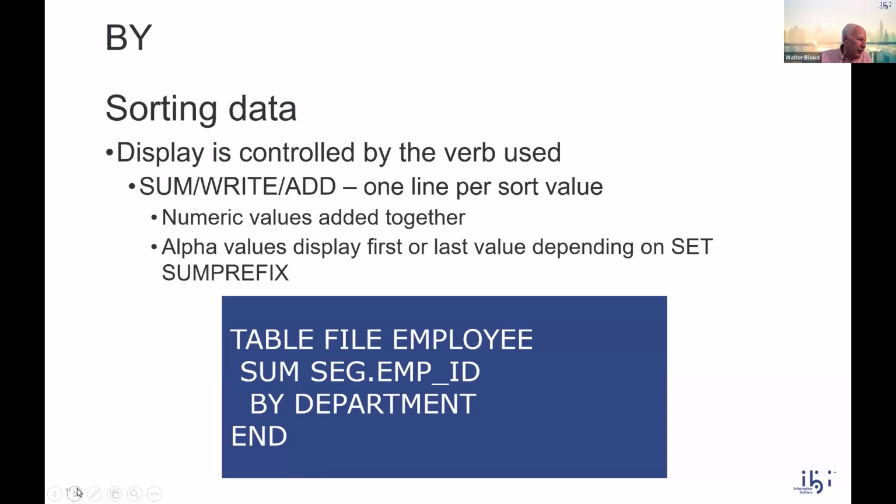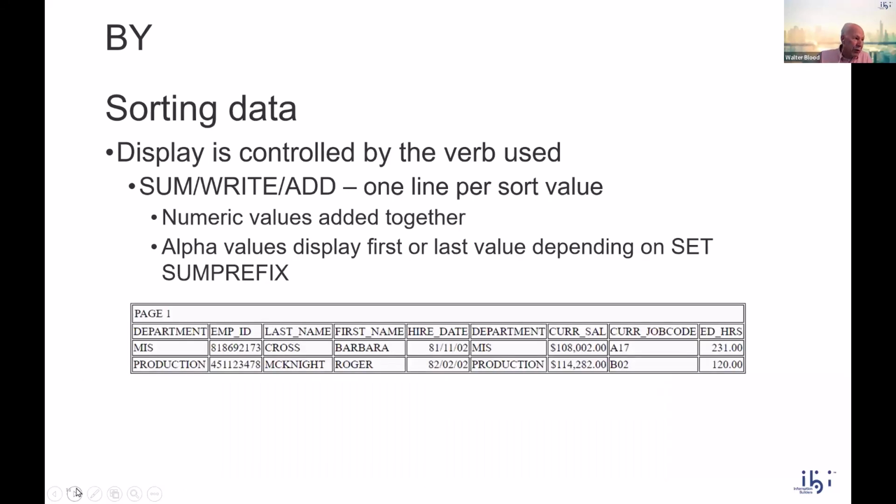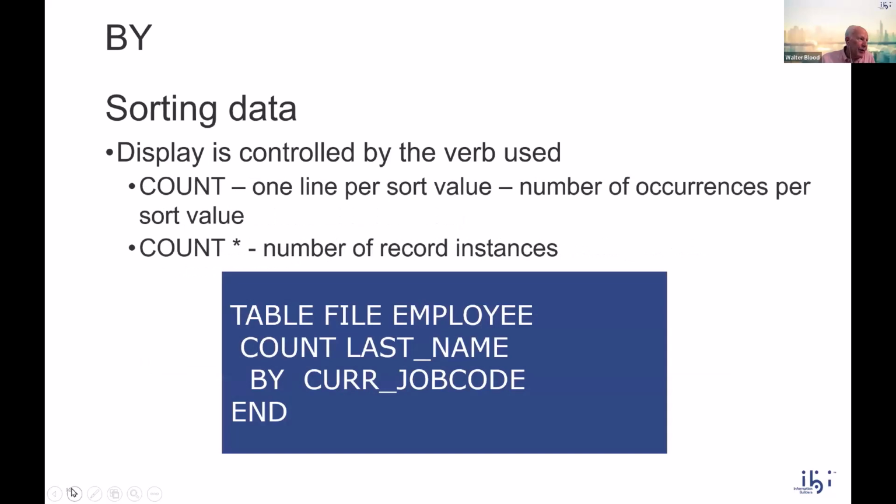Let's take a look at what happens when we do this with our department. We're getting exactly one line per department, and we're adding the numbers. The numbers here are the current salary and the ed hours. We're not adding the emp IDs or the last name, first name, hire date. These are not considered numbers, consequently not added. It's a good thing.